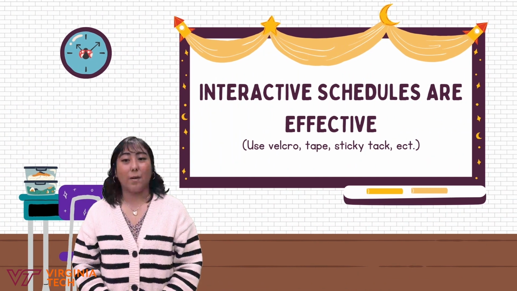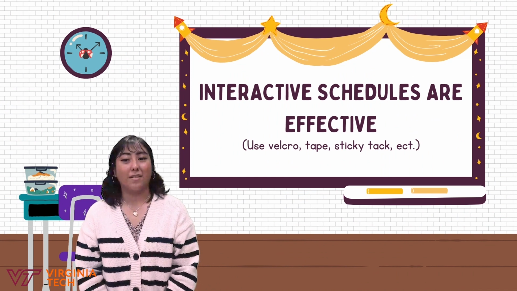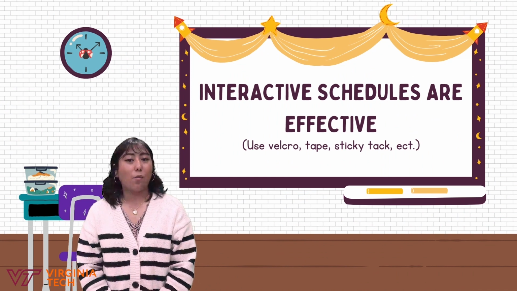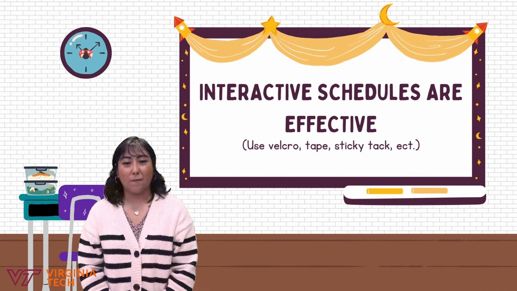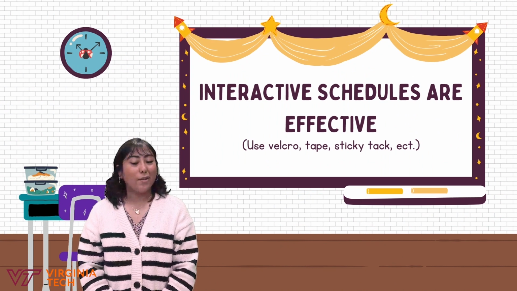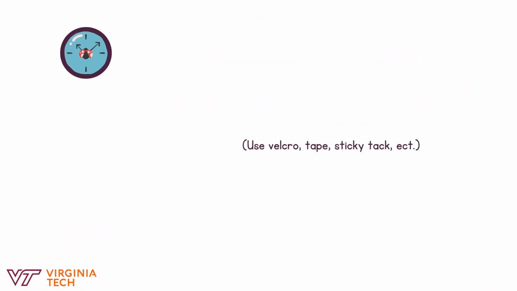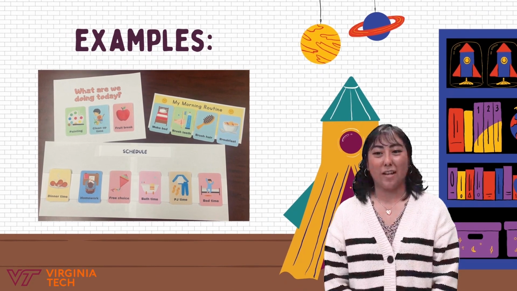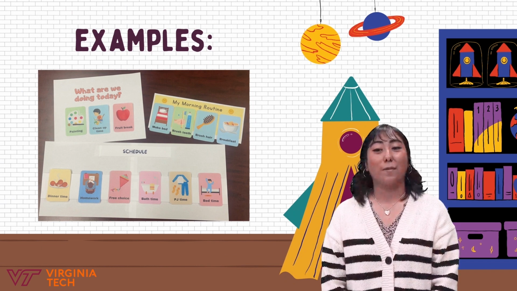This might mean cutting up some pictures or drawings of activities and using Velcro to rearrange them on the schedule. And then you can take away or add tasks when activities are completed. It also allows for the child to be involved in arranging these activities on the schedule. You can get as creative as you want with it, but interactive schedules are just more effective. I have some examples of these schedules, and keep in mind that this can be entirely made to fit your child's needs and your family's lifestyle.